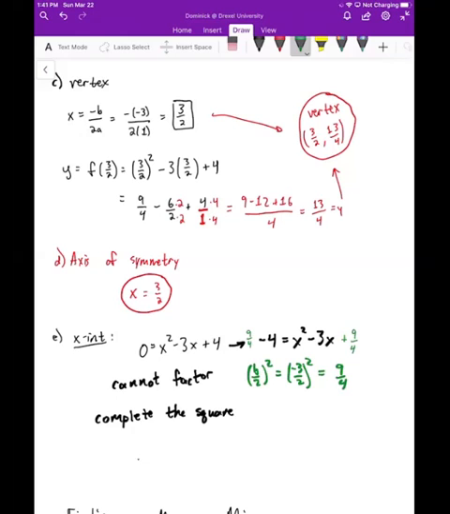So now what we currently have is 9 over 4 minus 4 is equal to, now if I factor this, I have x, and I definitely need a minus, and then the square root of my last term is 3 over 2 squared. So now we need a common denominator here.